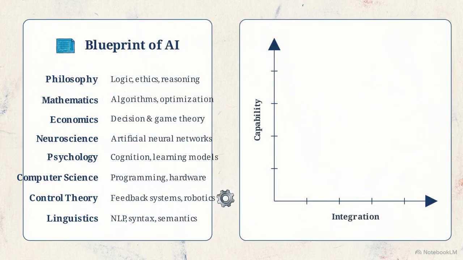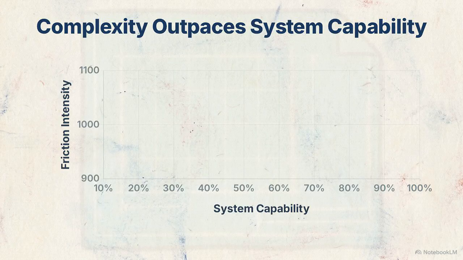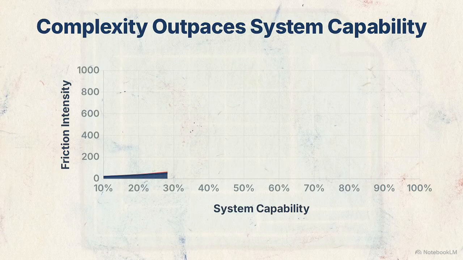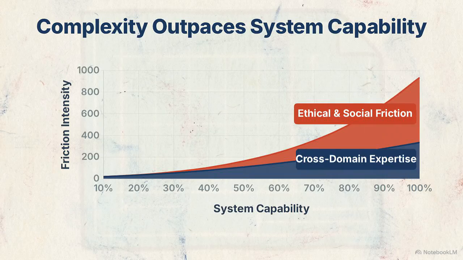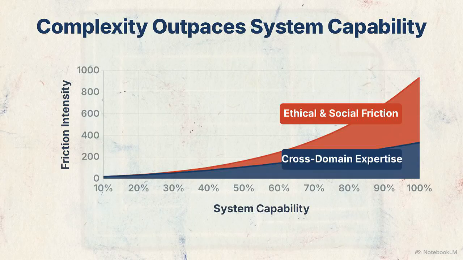This multi-field integration has distinct advantages. It builds highly capable systems for complex problems and accelerates innovation by forcing experts to collaborate. But that integration is difficult. Combining diverse knowledge requires immense cross-domain expertise. As these systems become more capable, the ethical, legal, and social friction increases heavily, demanding careful coordination among specialists.